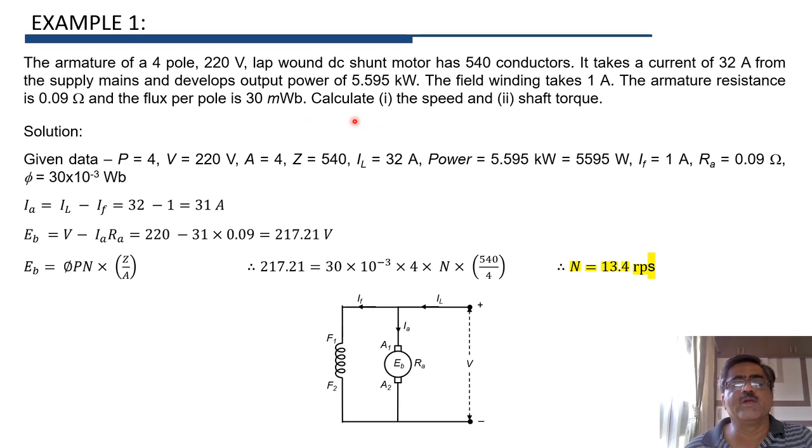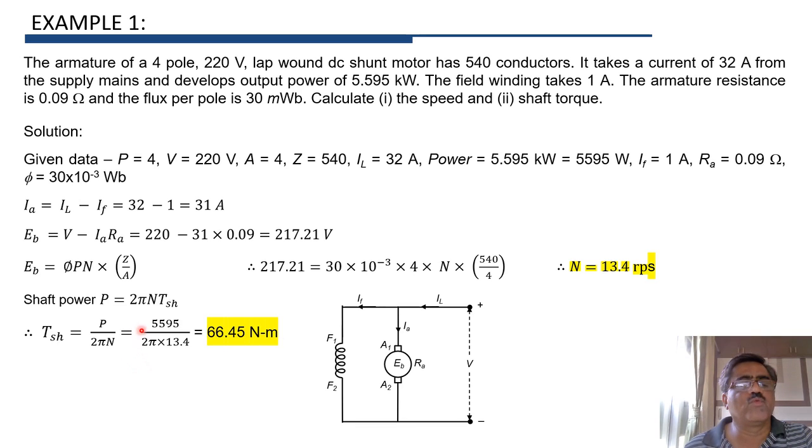Now the second quantity to be determined is shaft torque. So shaft torque is related to output power. Output power is 5595 watt, and the relation between power and torque is P = 2πNT if N is in revolutions per second, and therefore shaft power or output power P is equal to 2πN Tsh. So Tsh will be equal to P/2πN. So it is equal to 5595 divided by 2π × N. N is 13.4 revolutions per second. So substituting all the values, we will get Tsh as 66.45 Newton meter.